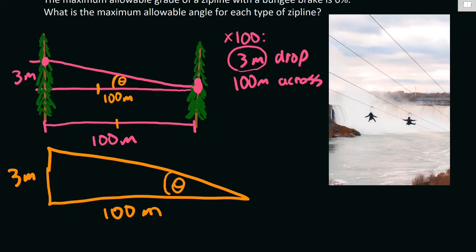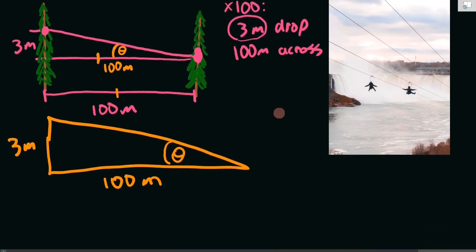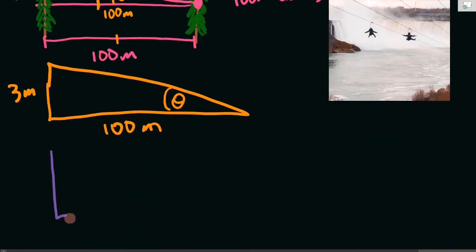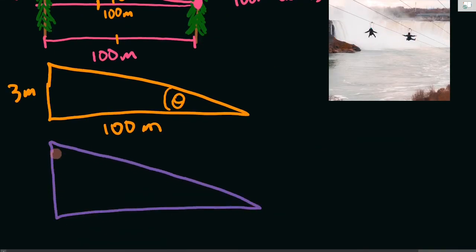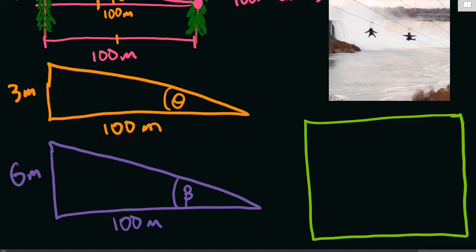Okay, and our 6%, does the 6% really change anything? No, not really anything at all. All that we need to do is just make it a 6 meter drop per 100 meters across, and we'll call this beta, I guess, because let's be fancy. Okay, and you can pause now to try this if you like, because I'm going to give you guys the solutions to all three problems, the last three questions right now.